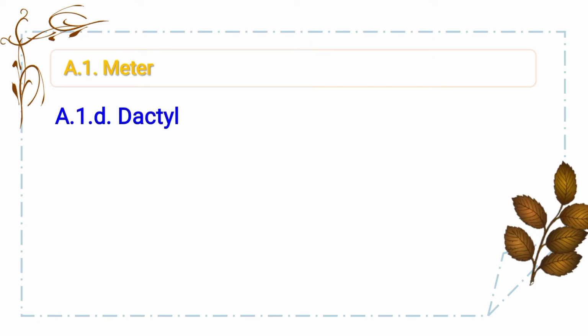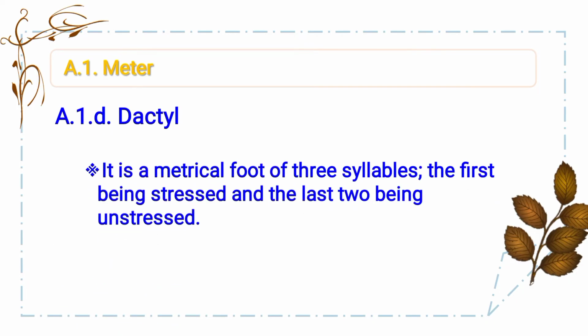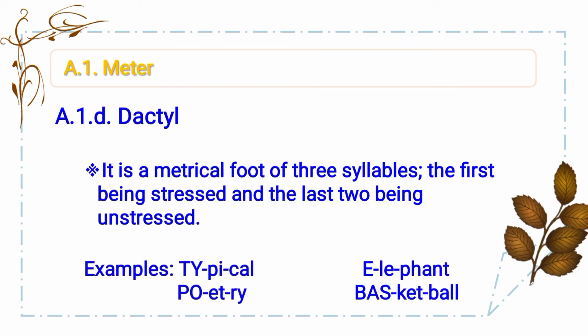Next is the dactyl. It is a metrical foot of three syllables, the first being stressed and the last two being unstressed. So, therefore, the word here has three syllables. Only the first one is stressed and the last two are not stressed. Here are some examples. First, typical. The T there is stressed, and the P and cal are unstressed or unaccented. Same with poetry, elephant, and basketball. So, these are the examples of dactyl.